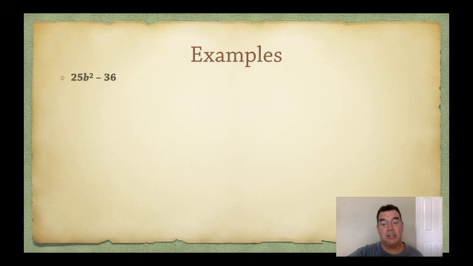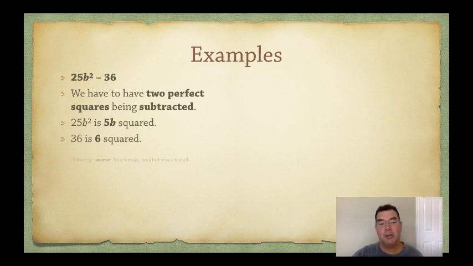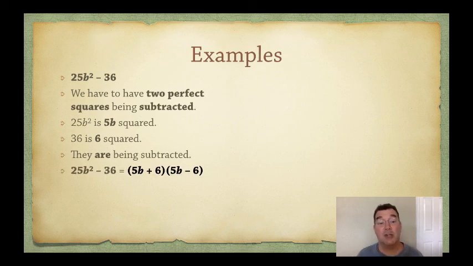25b squared minus 36. So I do have two perfect squares that are being subtracted, so this is a difference of squares. So I figure out the square root of each part. 25b squared is 5b squared. Okay, 36 is 6 squared. So they are being subtracted. This is a difference of squares, so I can factor it as 5b plus 6 times 5b minus 6.